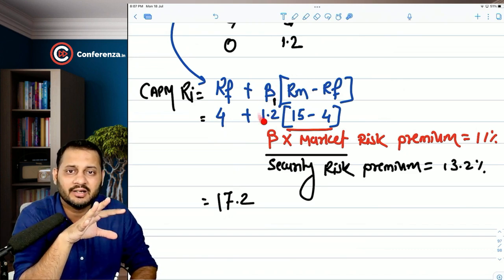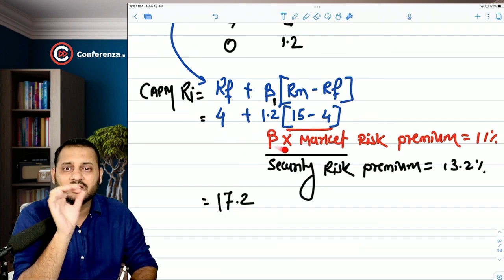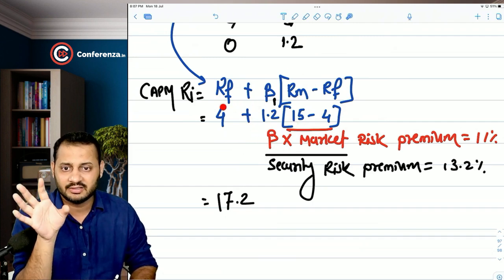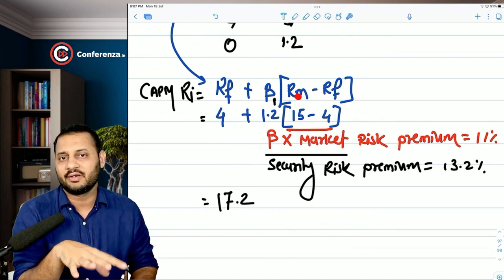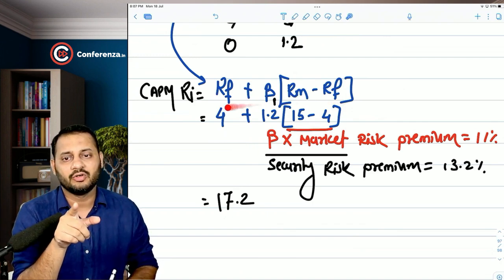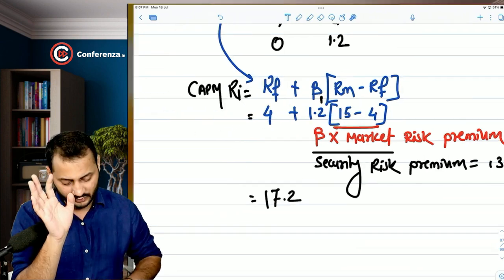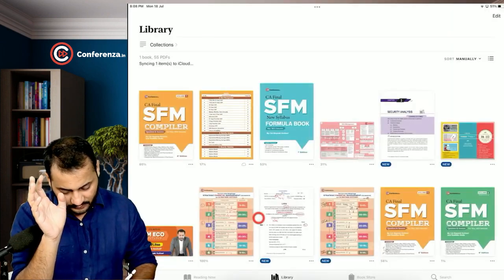This entire part is the return for the risk that you are taking. This is the return for zero risk. This is the return for risk, and this is the formula for the capital asset pricing model. Okay, we have learned this formula. Let's come over to the question now.